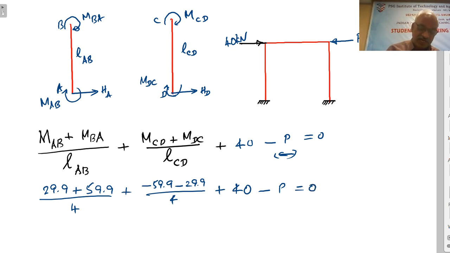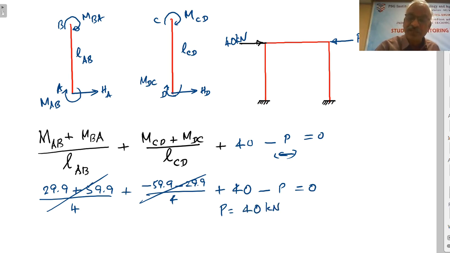So here we will find this is 29.9 plus 59.9 by 4, and this is minus of the same value. Therefore this and this will get cancelled. So we will have only these two values. Therefore 40 minus P equal to 0, or P equal to 40 kilonewton.